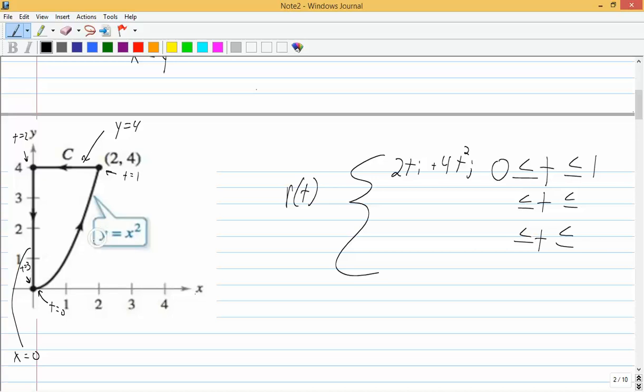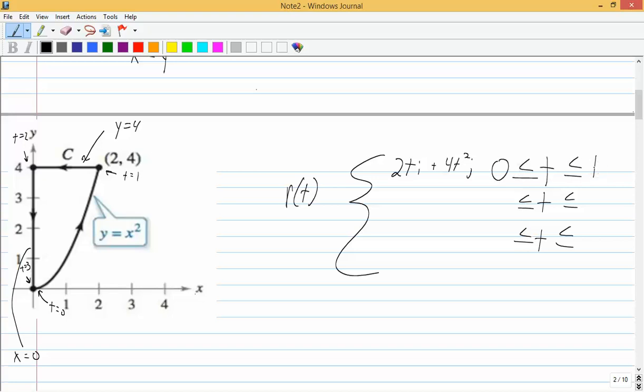Well, let me get back to what he was saying. We can't make it just 4t because y has to be equal to x squared. So whatever we put here has to be this squared. So that would be 4t squared. When I plug in a 0, I have 0, 0. When I plug in a 1, I have 2, 4. So that would work with 0 to 1.